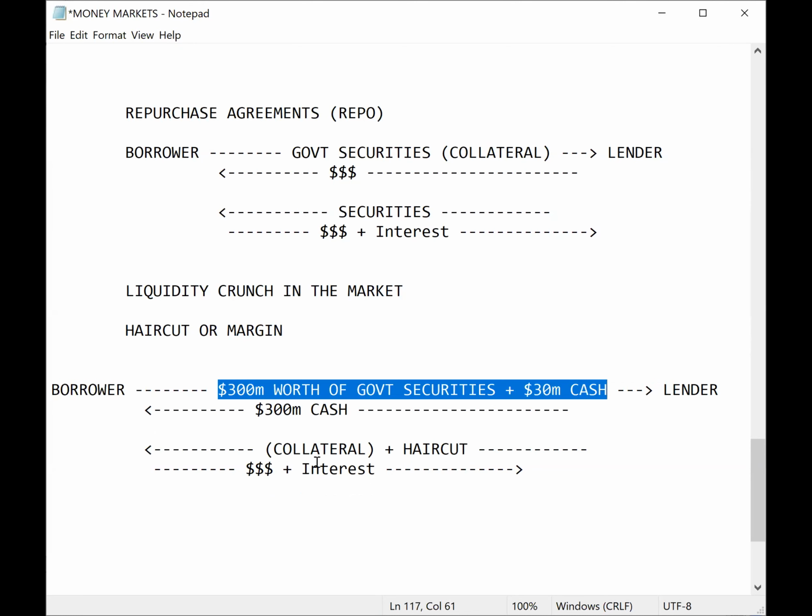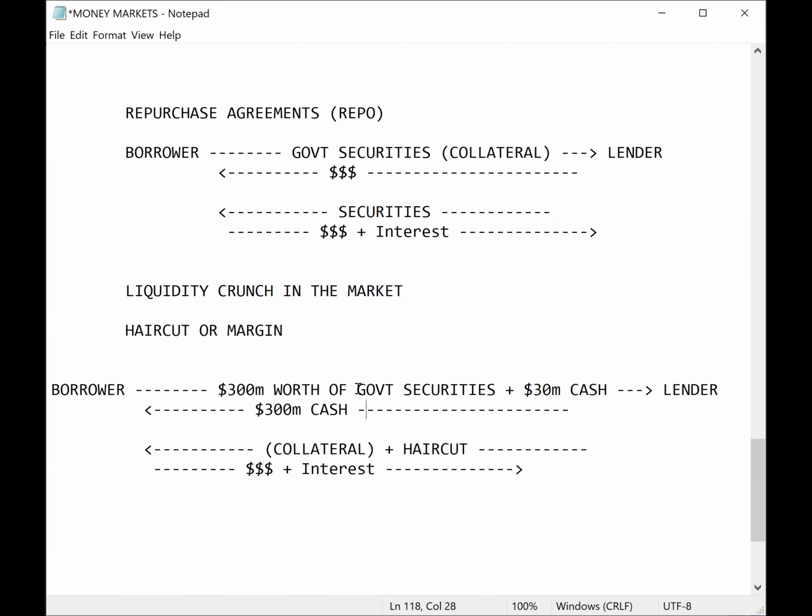Okay, and at the end, the lender would return that back, the government securities which you gave to the lender, plus the 30 million cash would be given back to the borrower, and the borrower would need to pay $300 million back plus interest on that $300 million.